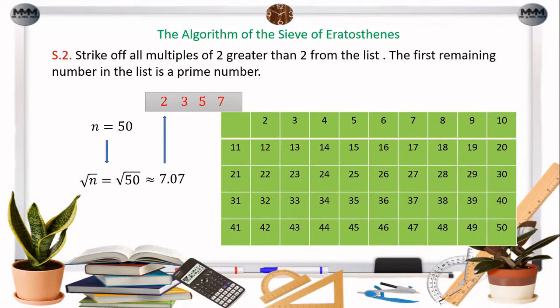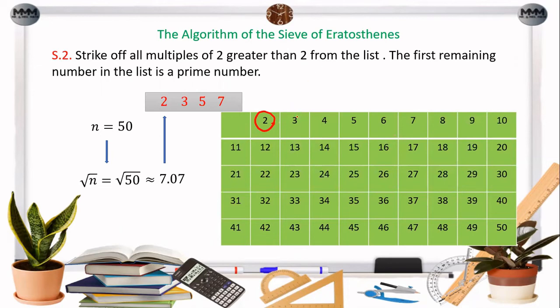Okay, so for the next step, we strike off all multiples of 2 greater than 2 from the list. The remaining numbers in the list are prime numbers. So we are going to strike off all multiples of 2, but we will not strike off 2. We will just encircle 2 here, and then strike off all multiples of 2 from the numbers on the table.